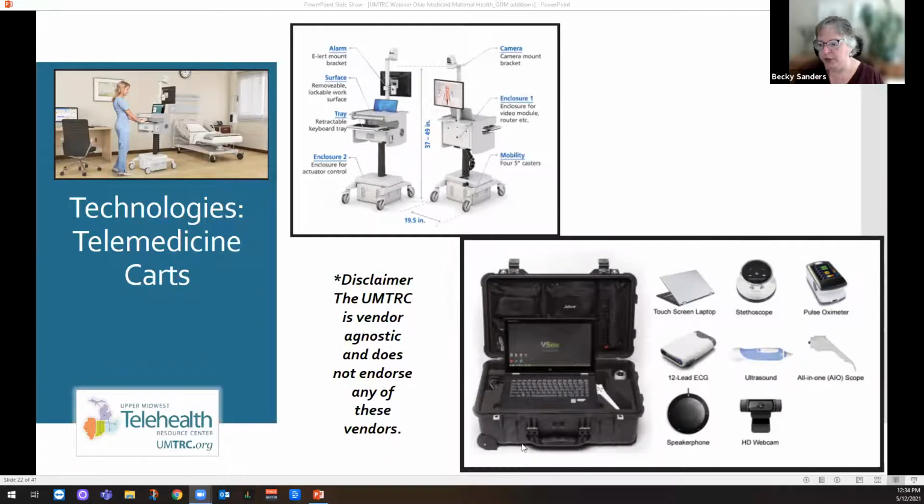There are portable totes now. Several vendors do offer that with either a tablet or a PC inside of them. And so these are really good for visiting nurses or hospice situations, even in the ambulance for an EMT or a paramedic to use with the patient as they're en route.